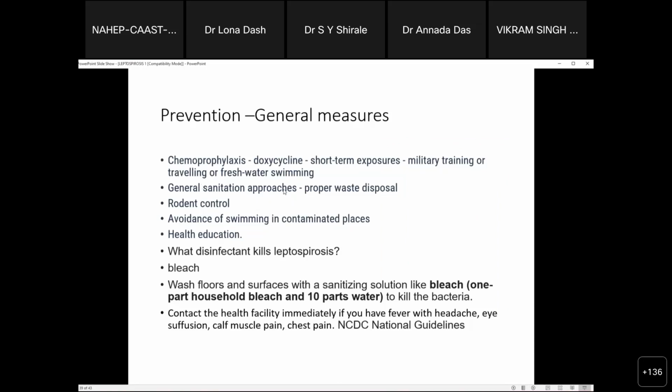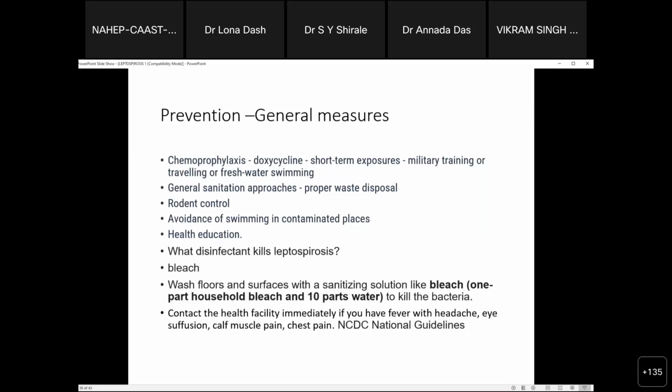And general sanitation approaches cannot be overemphasized. They are very important in making sure that the rodent population is kept under control, and by proper waste disposal, proper hygiene, and maintenance of sanitation. Rodent control is of supreme importance, as is avoidance of swimming in contaminated places. Carrying out health education again is very important in schools and among the community, and here I would like to mention that cleaning and sanitization of areas with household bleach is useful to kill the bacteria.